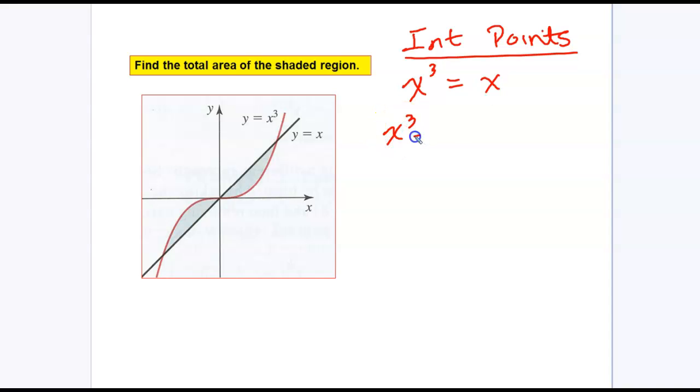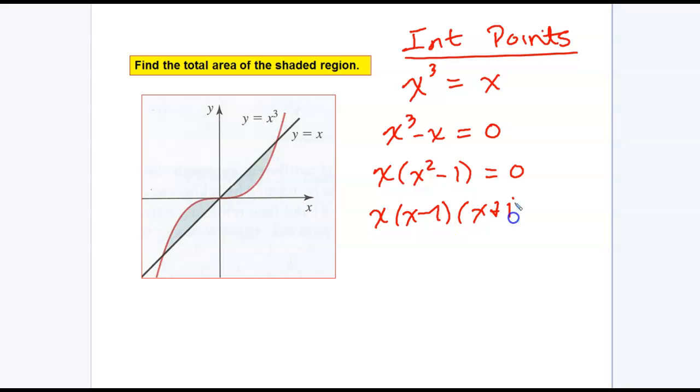So what you're going to do is subtract the x over to make it equal 0, factor out an x, and then factor as a difference of squares. Therefore, you get x equaling 0, x equaling 1, and x equaling negative 1 as your intersection points. So this intersection point is negative 1, this one is at 0, this is at positive 1.